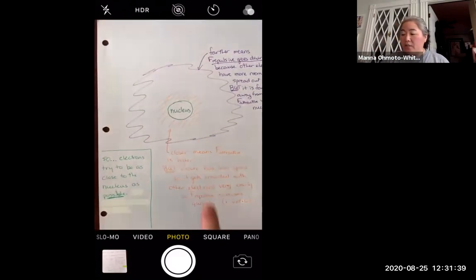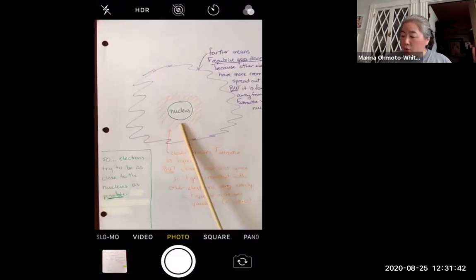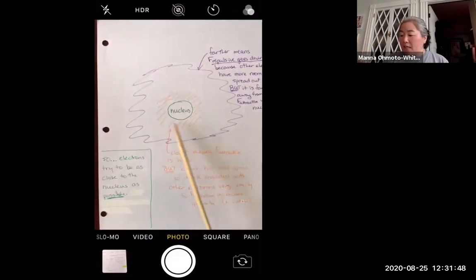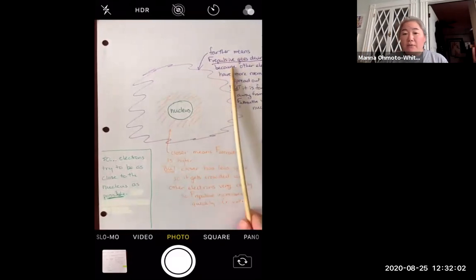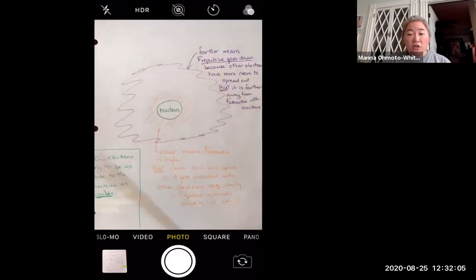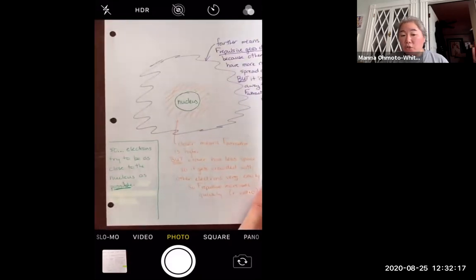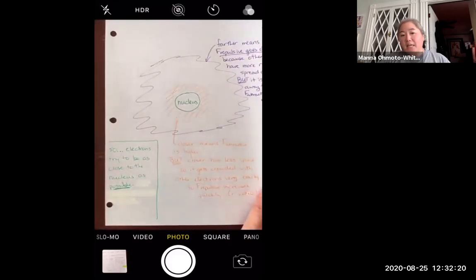Right? So I have my nucleus, and if the electron gets closer to the nucleus, force attractive goes up. Yay! But because this is a spherical shape, the closer it gets to the nucleus, the more crowded it gets with other electrons, so then force repulsive increases very quickly. If I want to go farther away, my force repulsive goes down because other electrons have more ability to spread out, but it's farther away from the nucleus, so the force attractive with the nucleus also goes down.